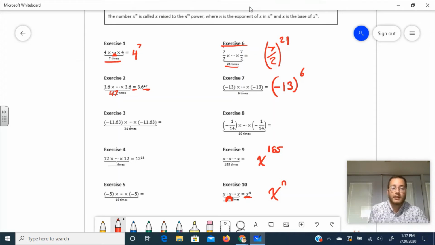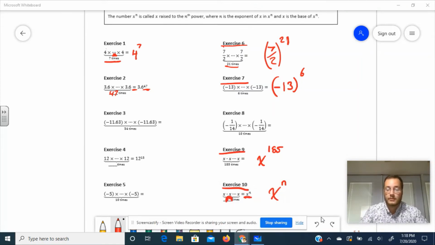Okay, so I've worked exercise 1, 6, 2, 7, 9, and 10. You guys finish up exercise 3, 4, 5, and 8, and then we'll move on to the next set.